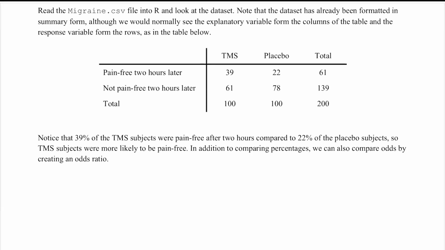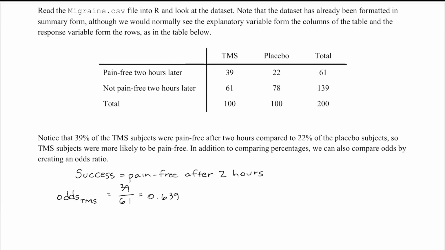But in addition to comparing the percentages, we can also compare the odds by creating this odds ratio. So note to self, success is being pain-free after 2 hours. When we think about odds, we're thinking about the odds of success, generally speaking. So for example, the odds of success for the TMS group would be the ratio of the successes to the failures, so that would be 39 to 61. And if you get the decimal for that, it's 0.639.